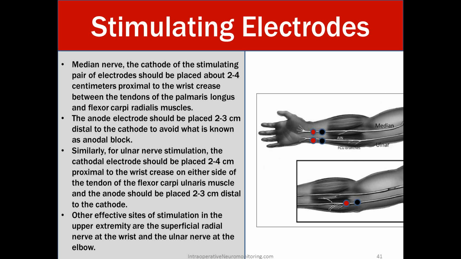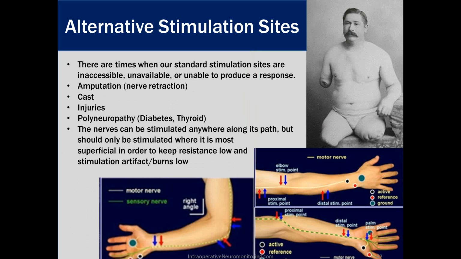Other effective sites of stimulation in the upper extremity are the superficial radial nerve at the wrist and the ulnar nerve at the elbow. This is important because sometimes we will see people with amputations, or people with casts or other kinds of injuries, or they have horrible polyneuropathies like diabetes or thyroid disorders, and you can stimulate the nerve anywhere along its path. It's always easiest to stimulate a nerve when it's most superficial.